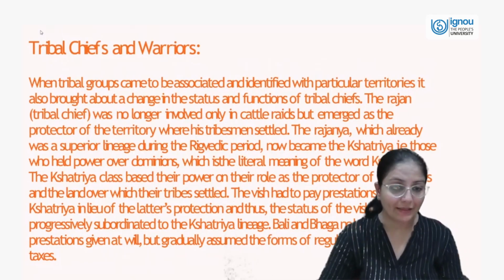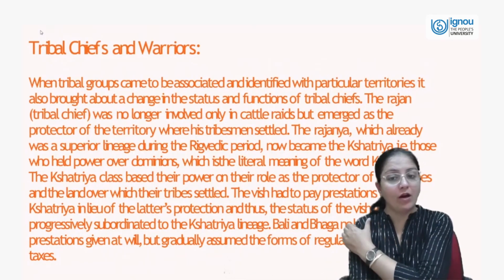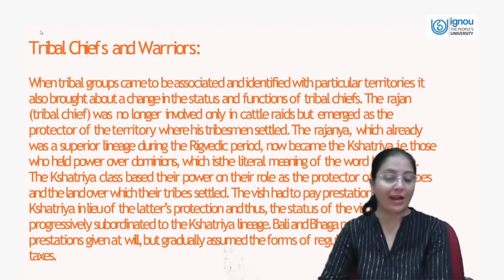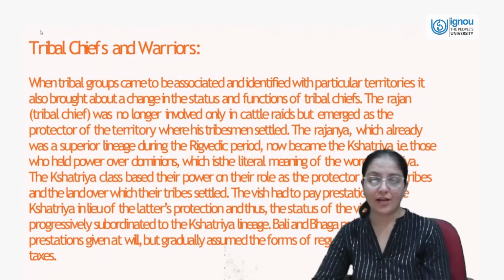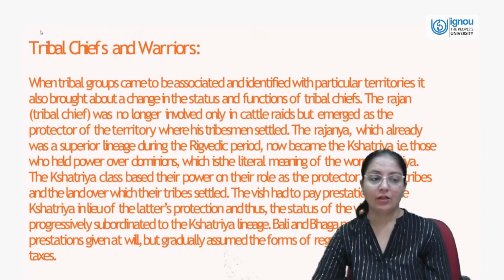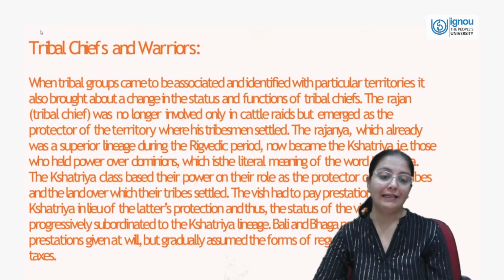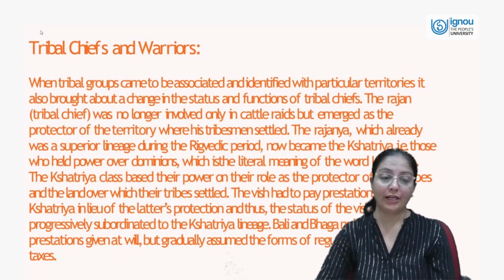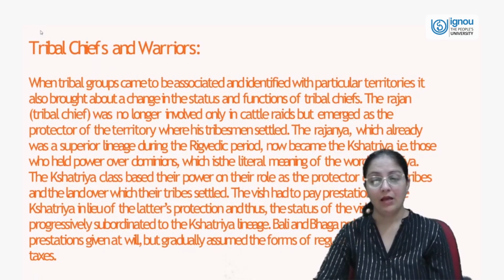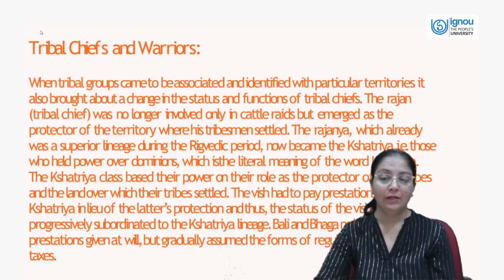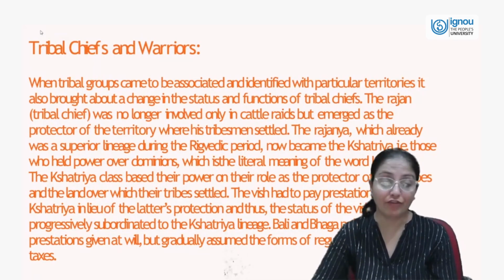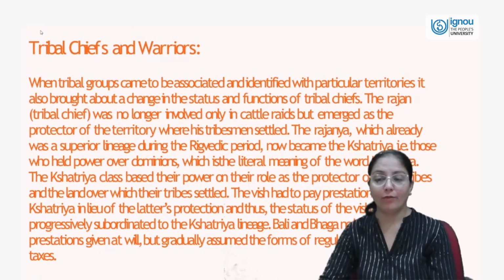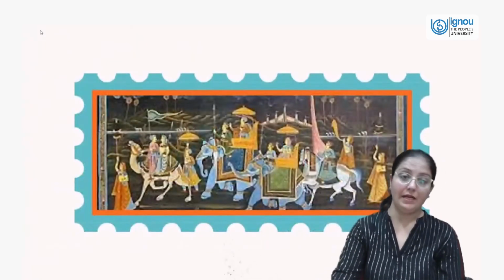The Kshatriya class based their power on their role as the protector of the tribe and the land over which their tribes settled. The Vish had to pay prestations to the Kshatriya in lieu of the latter's protection, and the status of the Vish was progressively subordinated to the Kshatriya lineage. Bali and Bhaga no longer meant prestations given at will, but gradually assumed the form of regular tributes or taxes.